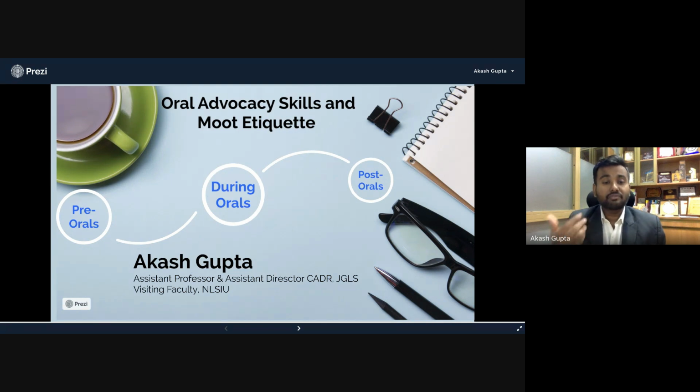And usually when you look at the winner, the majority of times it's the oral rounds which decide who is going to win the competition. Because once you are in the knockout stage, it's A versus B in the oral rounds. So you get 100 points out of 100 for oral rounds. There is no calculation of memo marks once you get into the knockout rounds. This is the reason why it is very important to work on your oral advocacy skills and your etiquettes. Now, I have divided this whole session into three parts: pre-orals, during orals, and post-orals. Let's start with the first part.